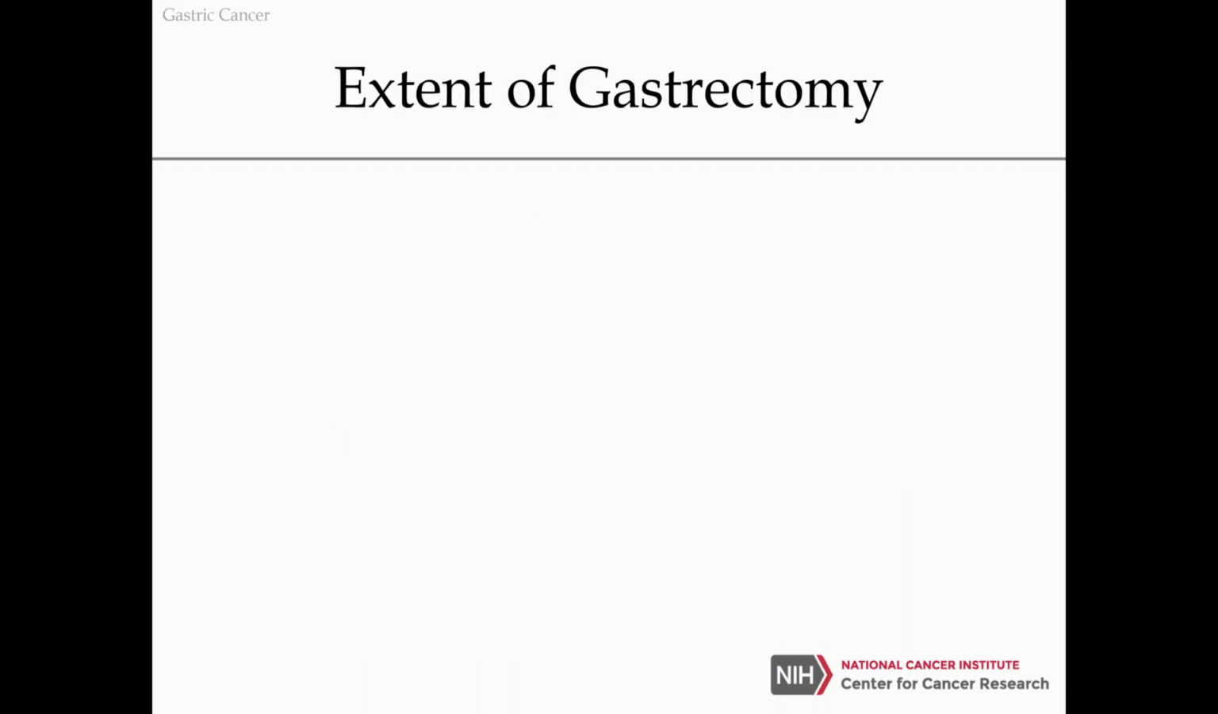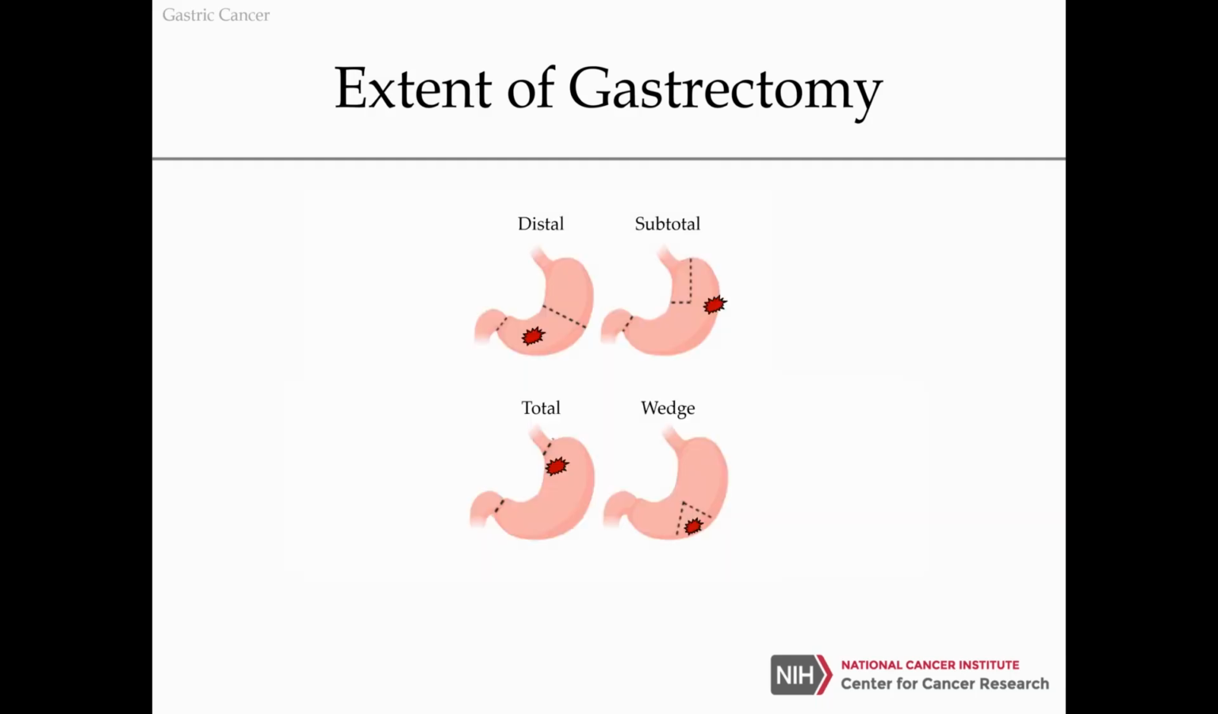So now let's say a patient has been diagnosed with a middle stage gastric cancer. It's decided that they're going to get chemotherapy, then surgery, and then chemotherapy after surgery. How do we decide how much surgery we're going to do? So what's the extent of the gastrectomy? Well, these are kind of the 4 general options.